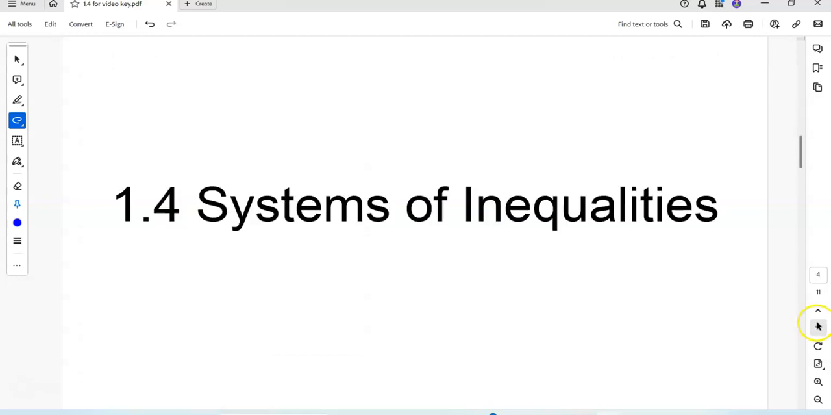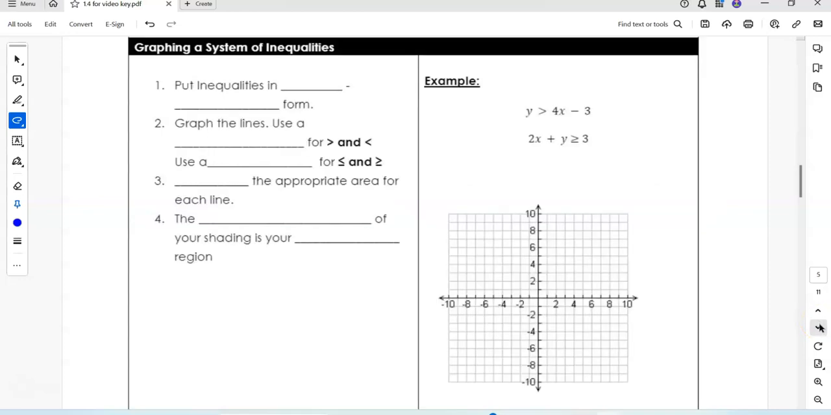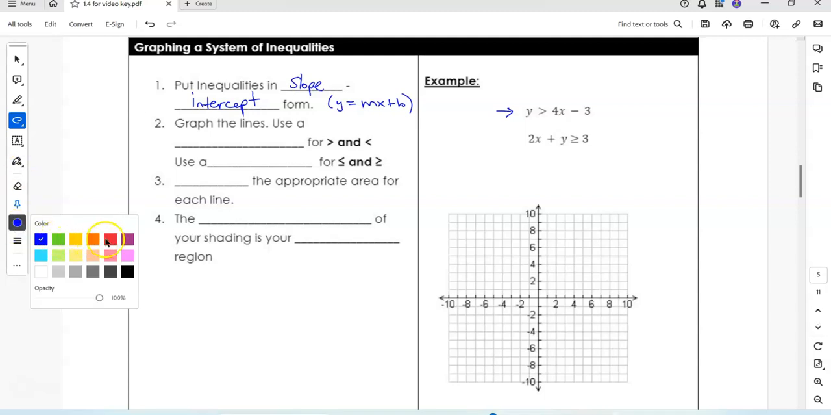Okay. So 1.4 is systems of inequalities. We're going to start with some basics: how do we graph inequalities? The first thing you want to do is put your inequalities in slope-intercept form. That's the y equals mx plus b form. If I look at my first inequality, this is already in slope-intercept form, so I'm good to go there. However, the second inequality is not in slope-intercept form, so I need to solve for y.